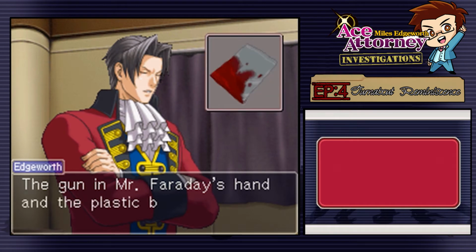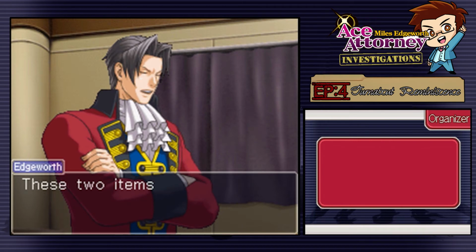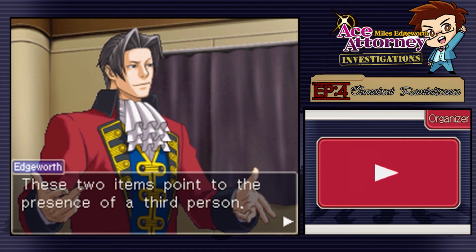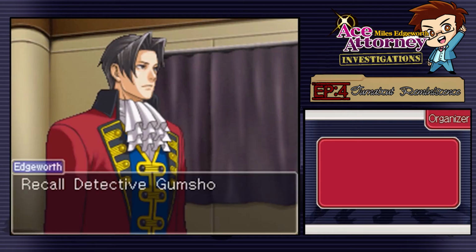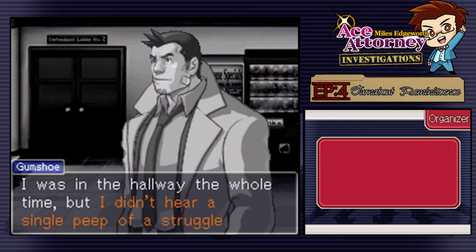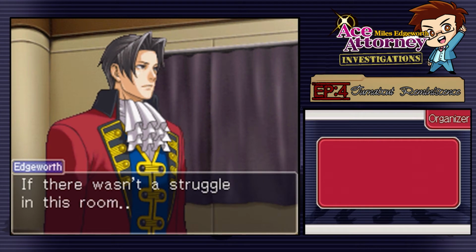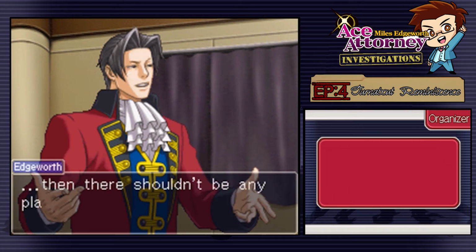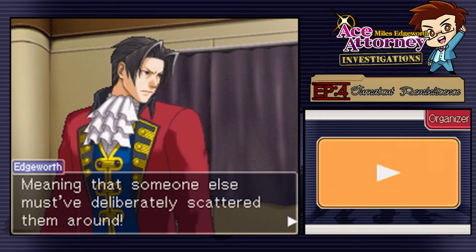Oh, lucky. The gun in Mr. Faraday's hand and the plastic bag with his blood on it. These two items point to the presence of a third person. How so? Recall Detective Gumshoe's testimony. I was in the hallway the whole time, but I didn't hear a single peep of a struggle. If there wasn't a struggle in this room, then there shouldn't be any plastic bags on the ground. Meaning that someone else must have deliberately scattered them around.